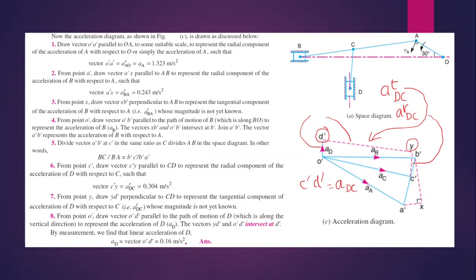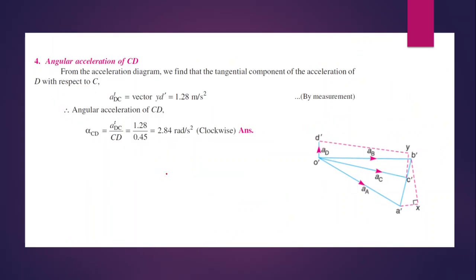Okay, then by measuring we can say that the acceleration of d is equal to 0.16 meter per second square, and the tangential component of acceleration of d with respect to c is equal to 1.28 meter per second square. Then we can find out the angular acceleration of link cd. Angular acceleration of link cd is equal to tangential acceleration of d with respect to c divided by cd. That's equal to 1.28 divided by 0.45, that's equal to 2.84 radian per second square in clockwise direction.